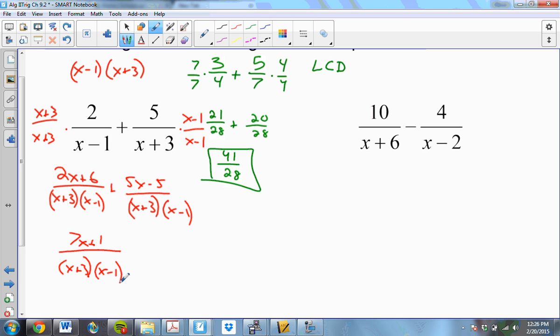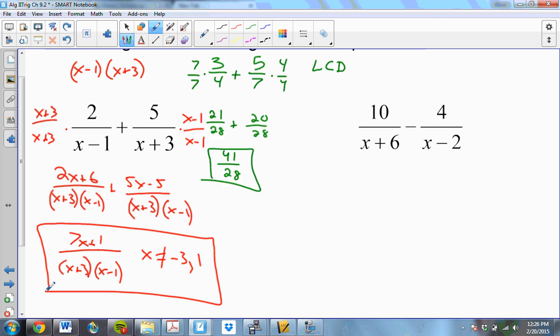If this could simplify at all, I would simplify it. Those 1's can't cancel, the x's can't cancel. There's no need for me to distribute or FOIL the bottom. I'll just keep this in the form that it's in, and remember, x cannot be -3, and x cannot be 1, because those are the two things that would make me divide by 0.